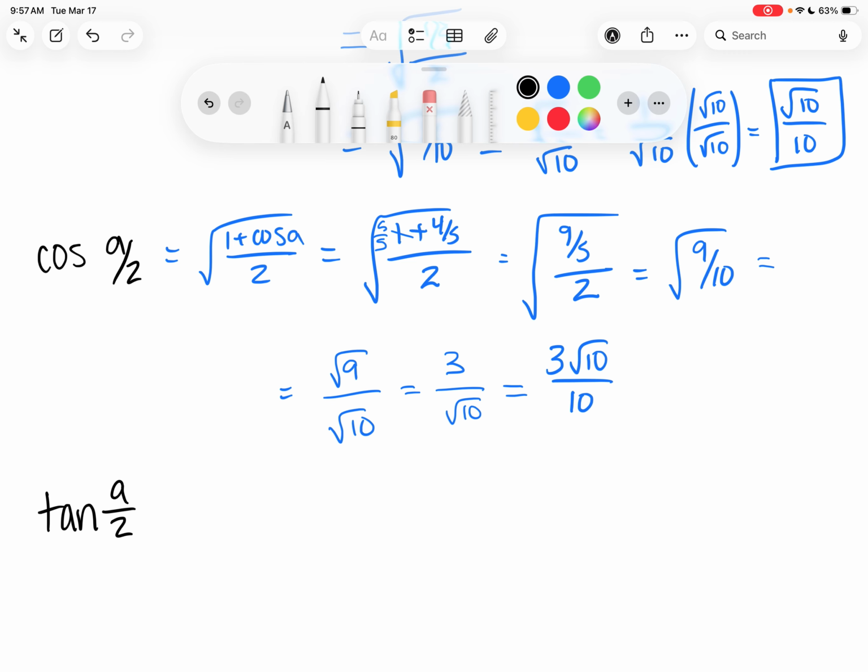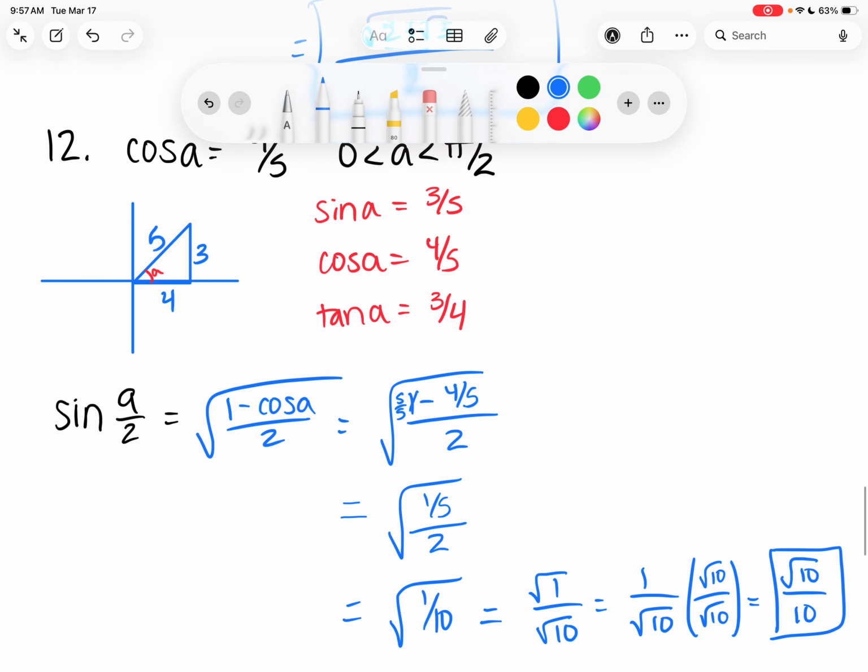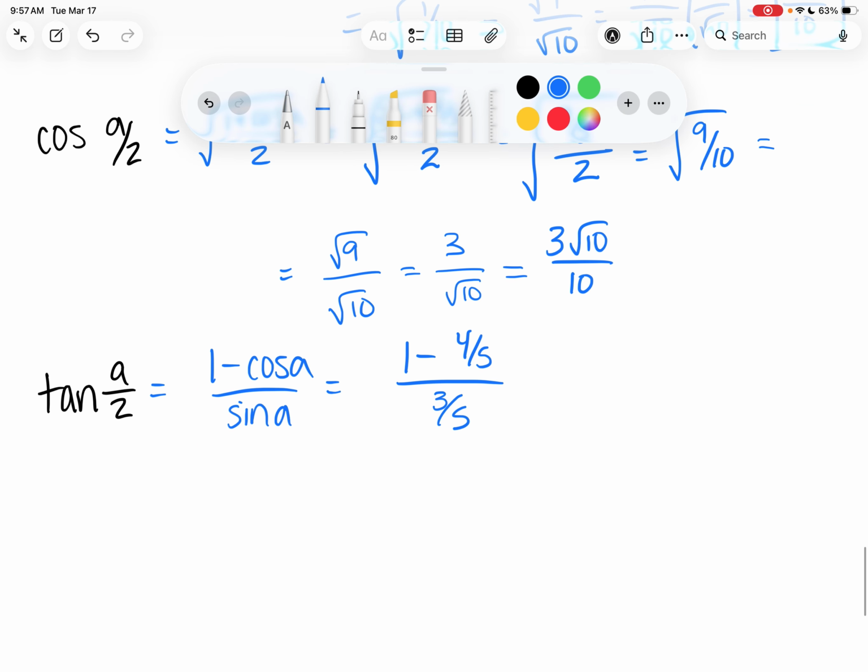All right, tangent of a over 2. Which formula do you want to use? Is that the 1 minus cosine of a? Yeah. So 1 minus cosine of a over sine of a. We've got 1 minus cosine of a, which is 4 over 5, and sine of a was 3 over 5. So on top, I've got 5 over 5 minus 4 over 5. So that's 1 over 5 all over 3 over 5. Keep, change, flip. So I have 1 over 5 times 5 over 3. 5's cancel, and I'm left with 1/3.